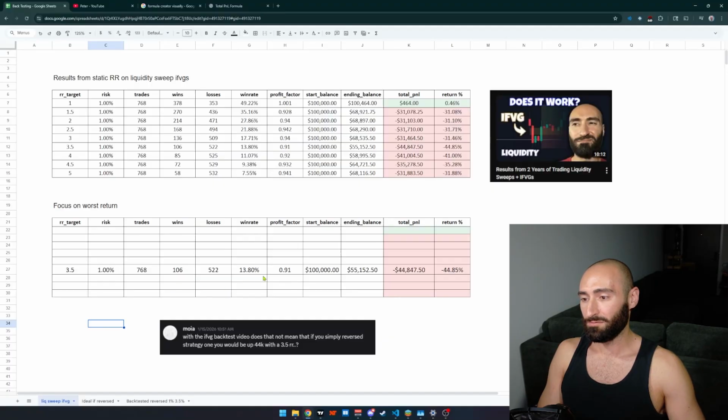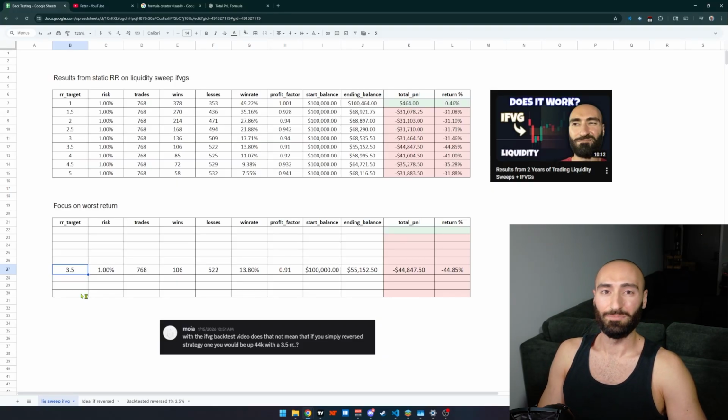So this win rate will flip from 13.8% to 87% about. So a really high win rate, but you'll go from a 3.5 RR to like a 0.3 RR. Something really low. So that's why I was skeptical at first. And yeah, let me show you what happened.